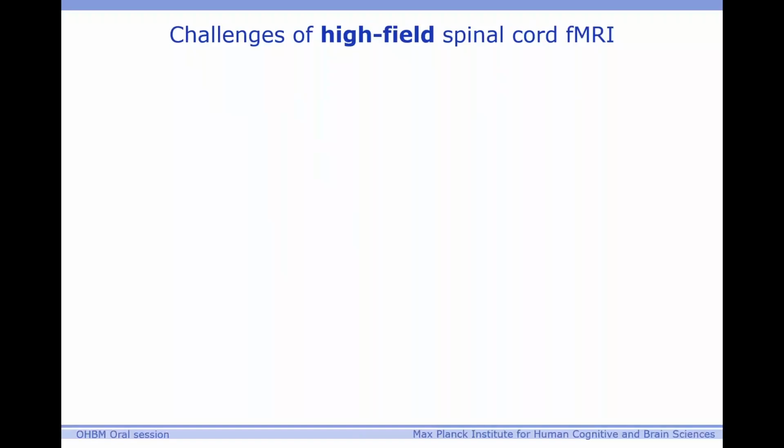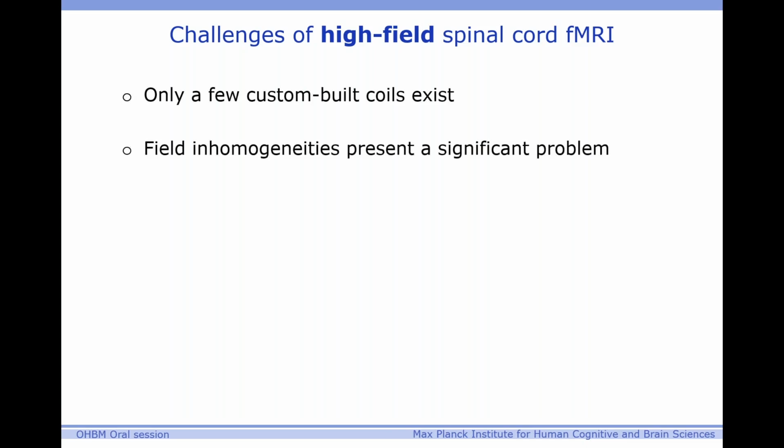But of course, every time moving to another technology and moving to higher field strength, this comes with its own problems. And so the first point is, up to now, we have no agreed upon coil design yet. So there are only a few custom-built coils, and so methods are still developed in that direction. The next, field inhomogeneities present a significant problem for the spinal cord, because the different tissues with different susceptibilities are very close to each other.